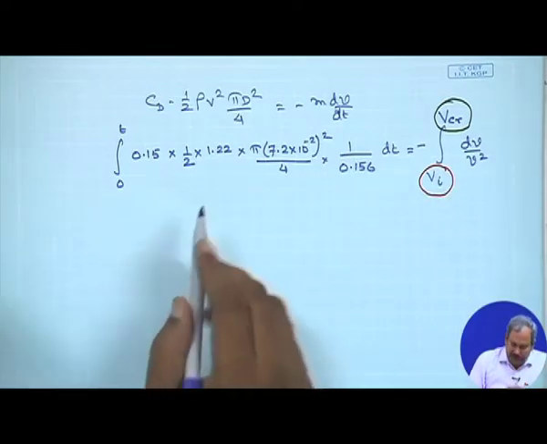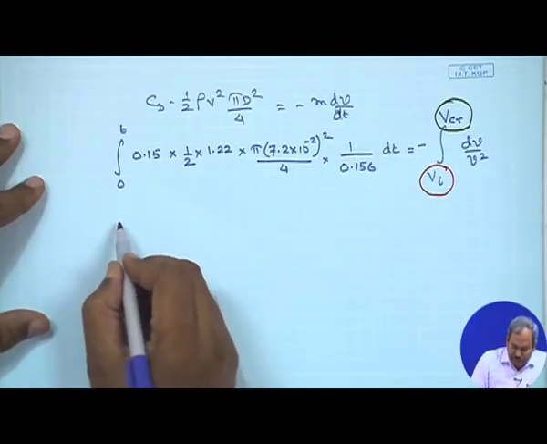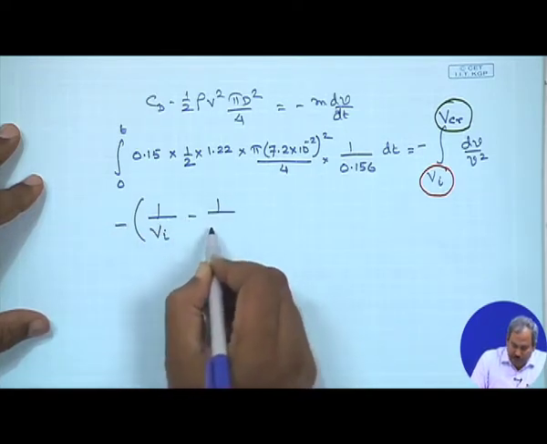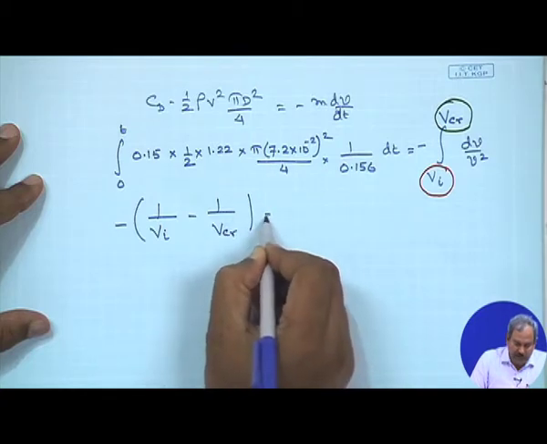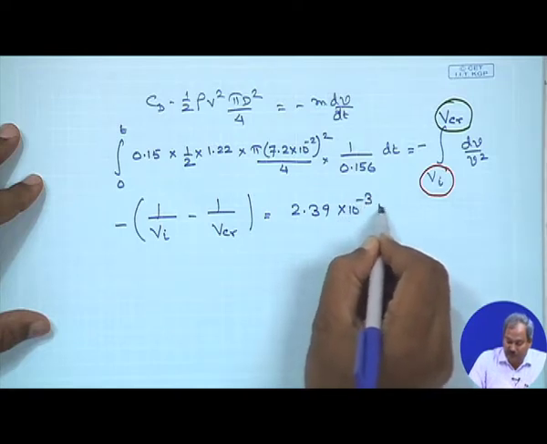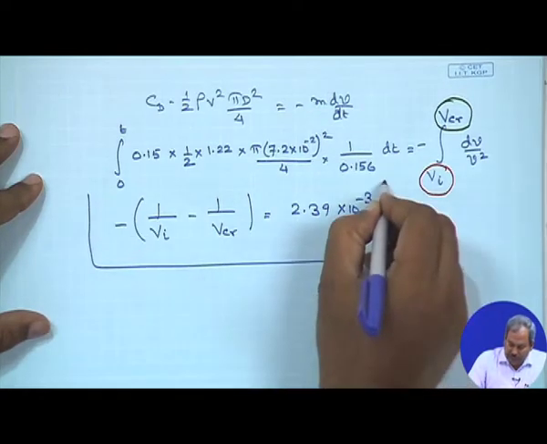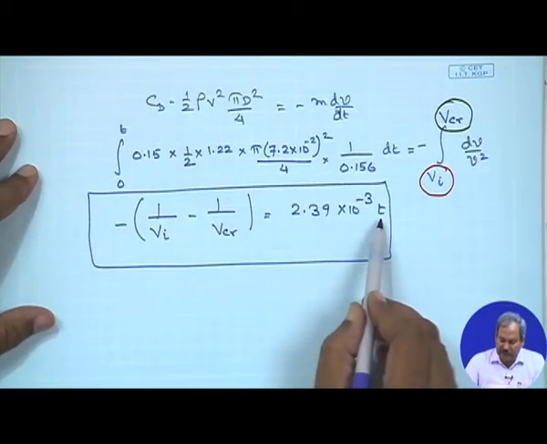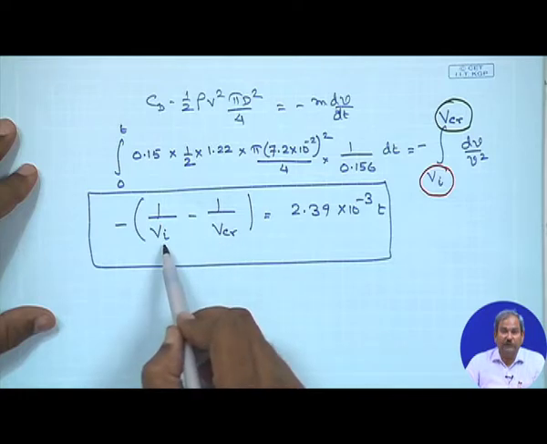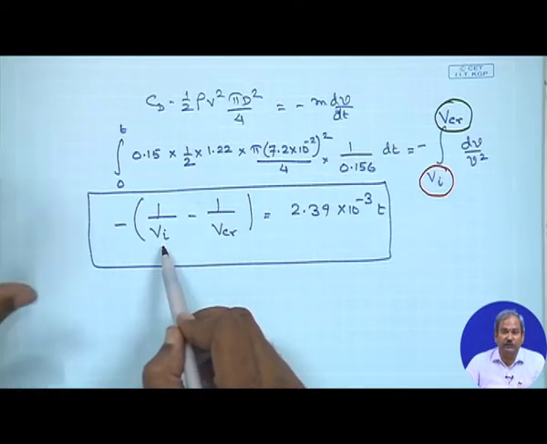So when you perform the integration and calculate the numbers, what you get is minus 1 by v initial minus 1 by v critical is equal to 2.39 into 10 to the power minus 3 times t. So this is a relation which connects the time and the critical value of the velocity, which we know to be equal to 105 kilometer per hour, and this v initial is the velocity with which the ball has left the hand of the bowler.